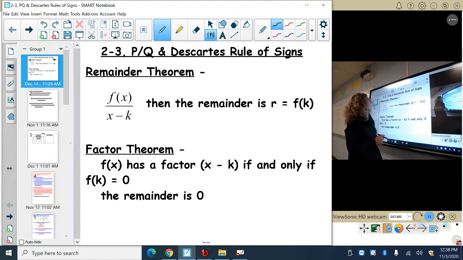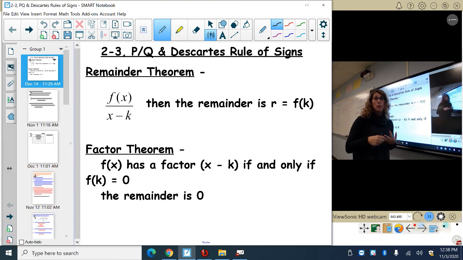All right, we're going to be talking about 2-3. This is a long section. We've done long division, we've done synthetic division. Now we need to add two more things to our toolbox for factoring completely, and that's going to be P over Q and Descartes' rule of signs.